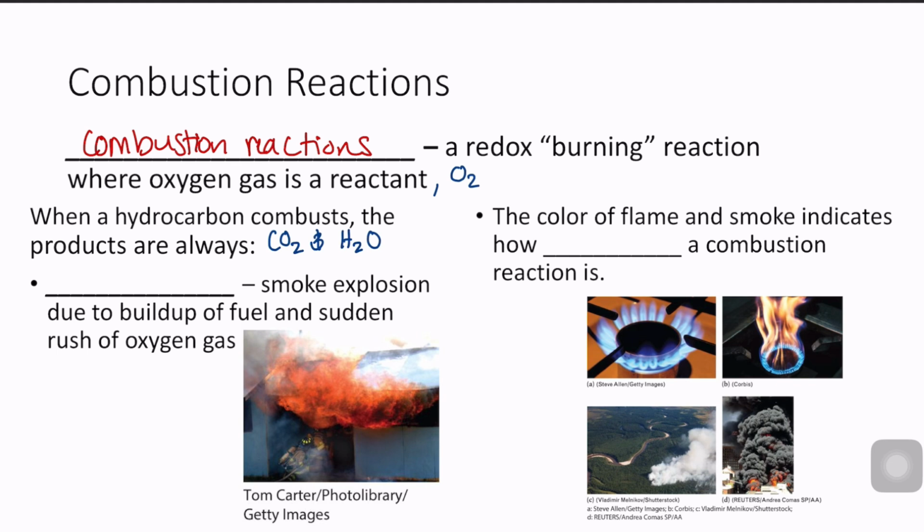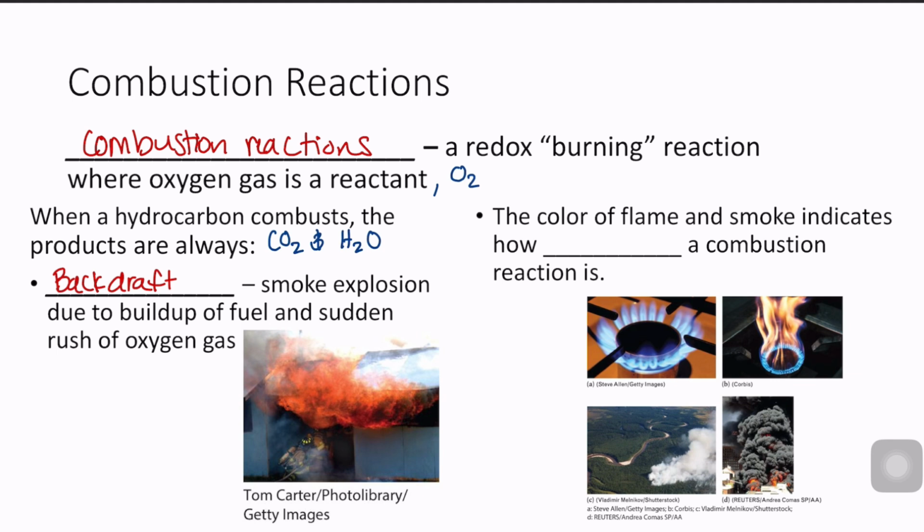When you have a sudden explosion due to a buildup of fuel, and then oxygen gets rushed in, that is known as a backdraft. That can happen in a lot of structure fires, because if you have an area where the oxygen has been consumed by the burning, and all of a sudden you open a door or a rush of oxygen gets exposed to the area, all of a sudden there's more reactant for the fuel to burn. So you can get a huge smoke explosion, and it can be a really scary thing.